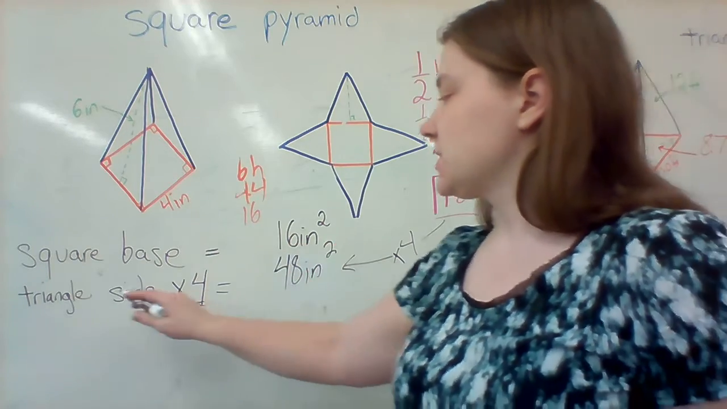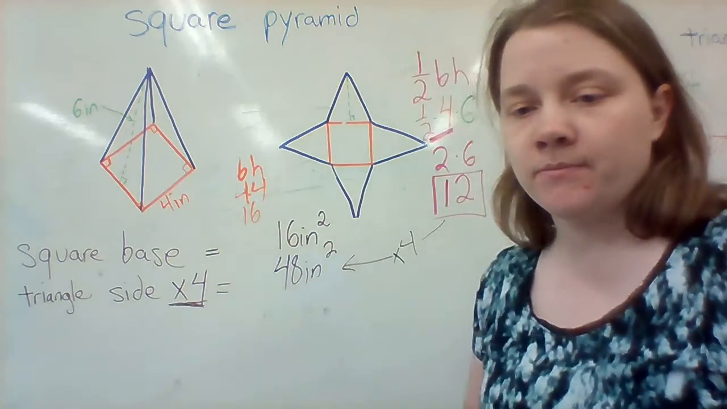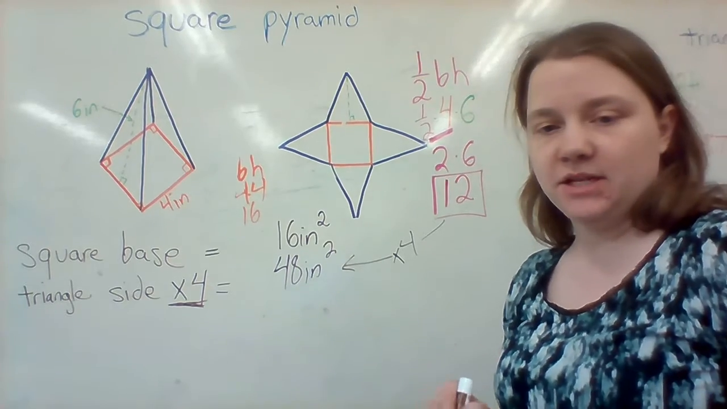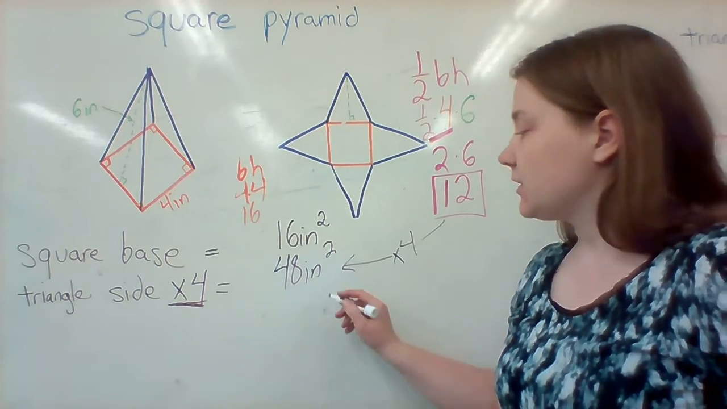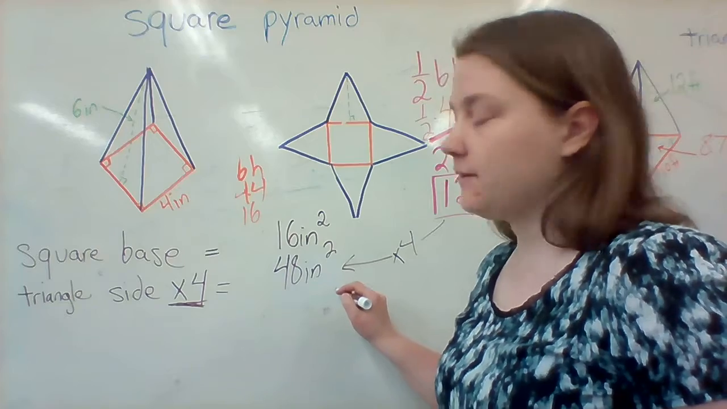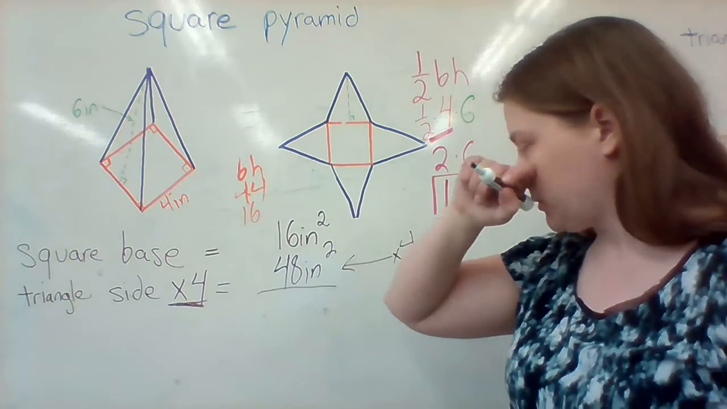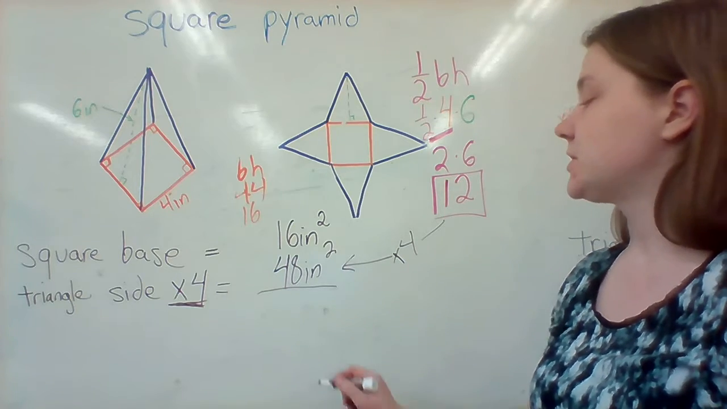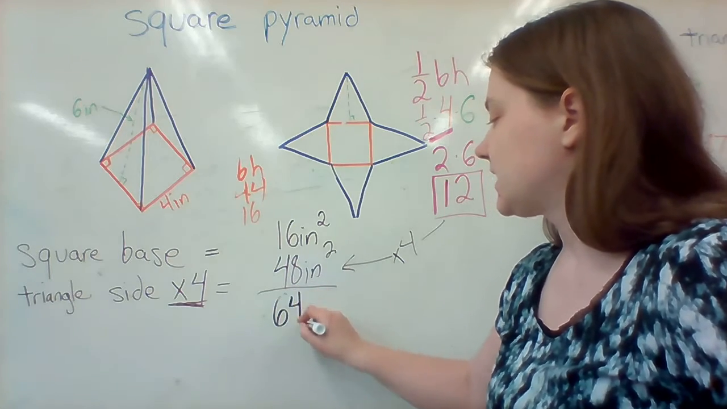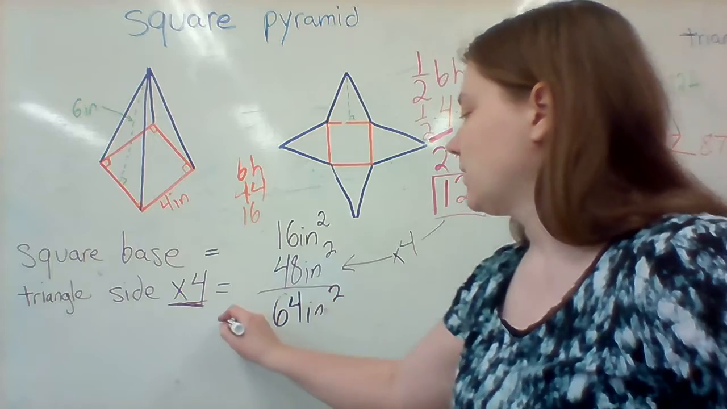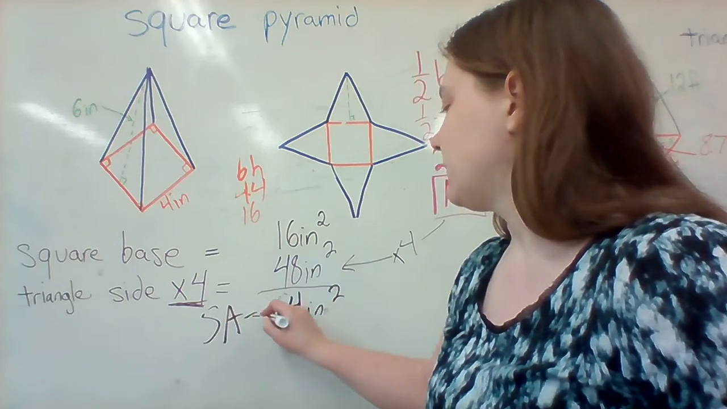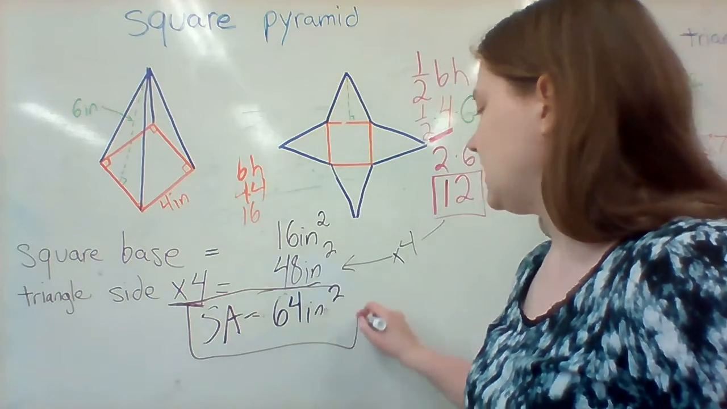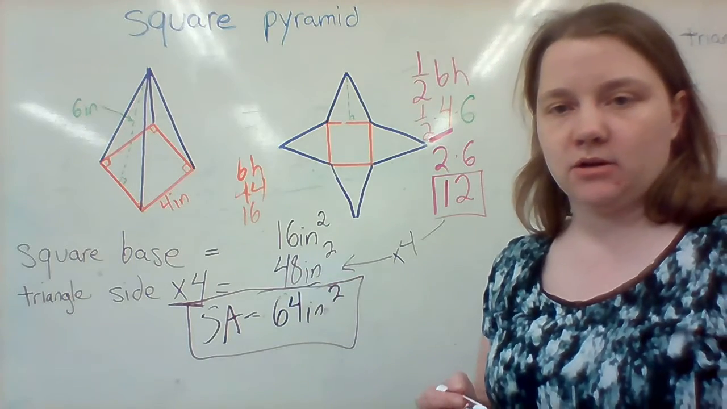So the triangular sides times 4 is 48 inches squared. To figure out the surface area of the entire square pyramid, we're going to add 16 inches squared plus 48 inches squared, and we're going to get 64 inches squared. And that will be the surface area of the entire square pyramid.